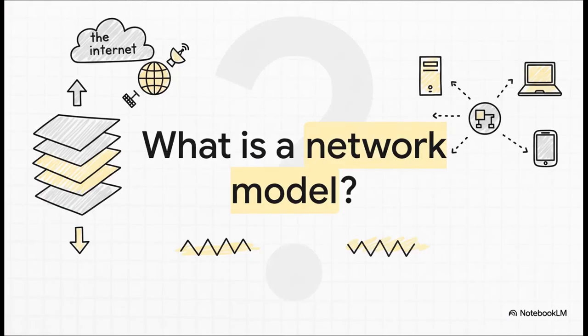So that leads to our next question. What is a network model? Why do we even need one? Why can't your phone just send a photo directly to my laptop?